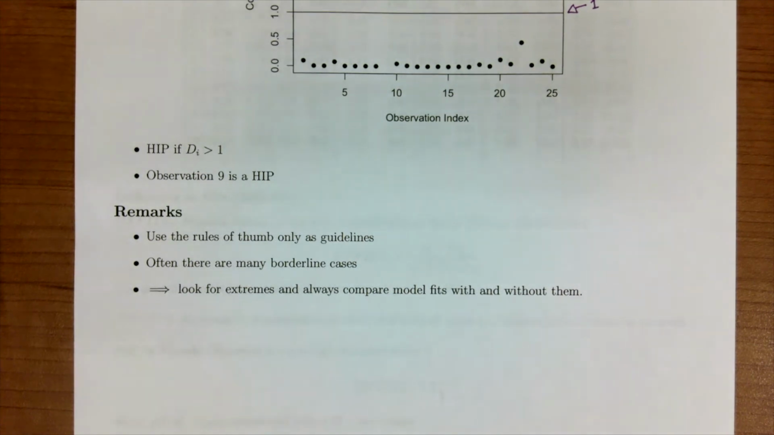These rules of thumb that we have talked about today are guidelines. And so you always want to plot your data and make sure you're not just doing a hard cutoff. You're looking for observations or residuals that deviate from the typical pattern that you see. There are often many borderline cases, and I think that's it.